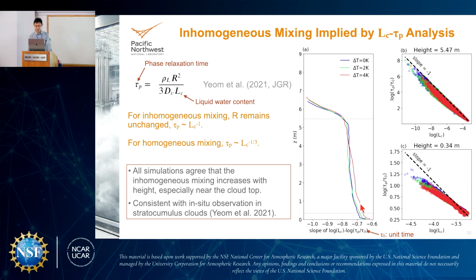And we plot this slope with height, and we can see that the mixing is increasingly inhomogeneous with height, especially near the cloud top. The slope can reach -1 at roughly the cloud top. And this observation is consistent with in situ observations in stratocumulus clouds.